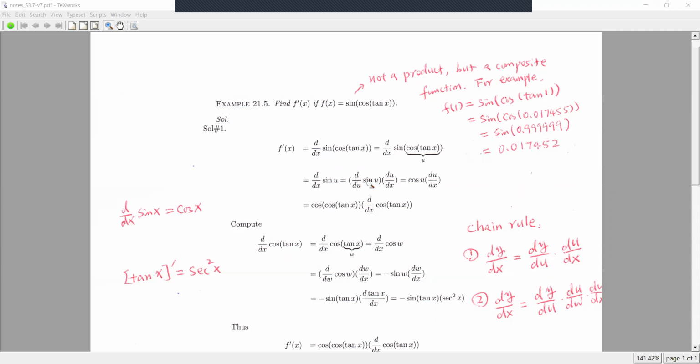Now, derivative of sine of u with respect to u, I can apply this formula. Then I have this equation. Now remove the intermediate variable u. U is cosine of tangent of x. So plug in cosine of tangent of x in the u here. Then I have this equation. Now, next, I need to compute this derivative.